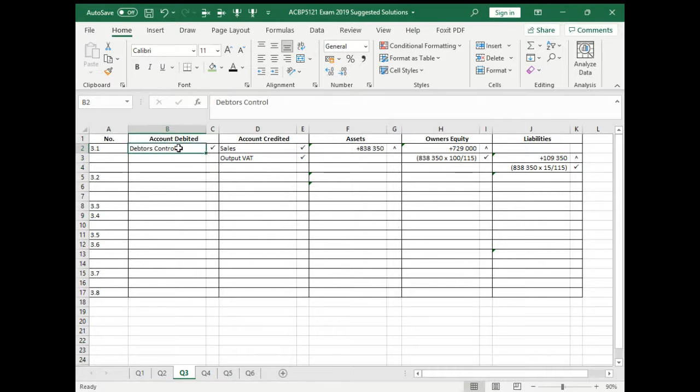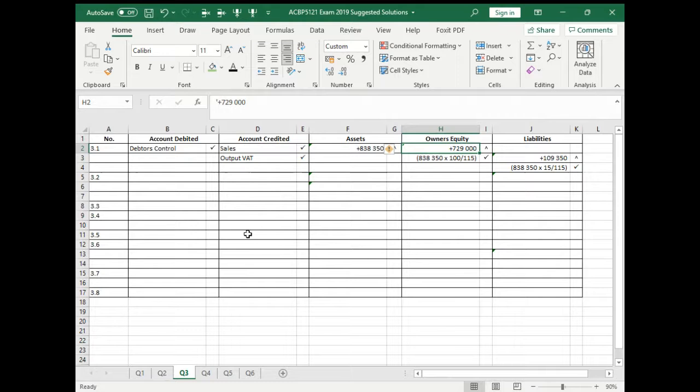So you would have debited the debtors control account because we purchased it on credit. You would have received a mark for that. Then you would have credited the sales account, and that is the VAT exclusive amount, and you would have credited the output VAT account. Now, debtors control is an asset account. So for that reason, I increased the asset account with the full amount, which is the 838,350. Okay, so the amount inclusive of VAT.